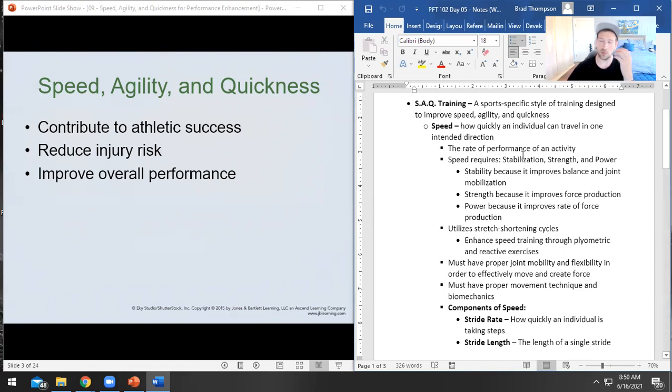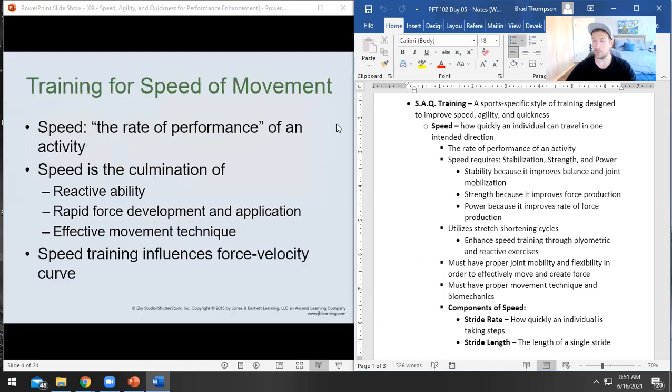But obviously, when we talk about SAQ training, it is a huge component of athletic success. Most sports are built around the idea of who can do whichever activity the fastest. And by training for SAQ, you're going to improve at it, which is going to reduce your risk of injury and improve your overall performance. So it's a pretty big component of really any athletic program.